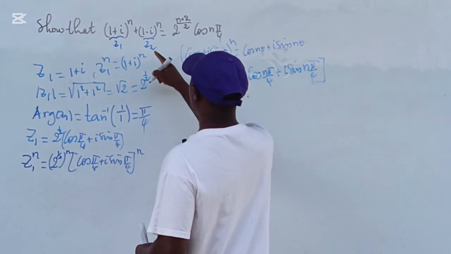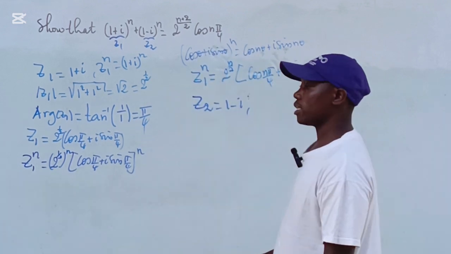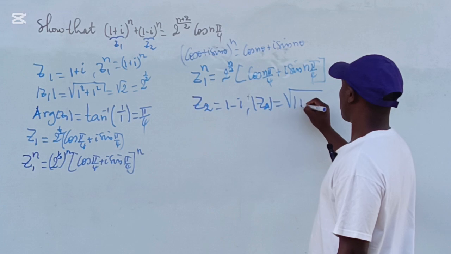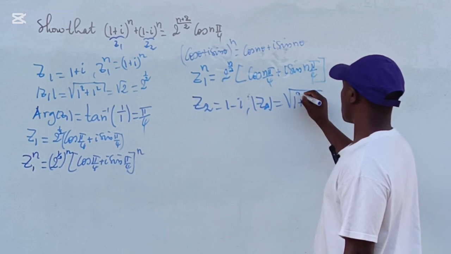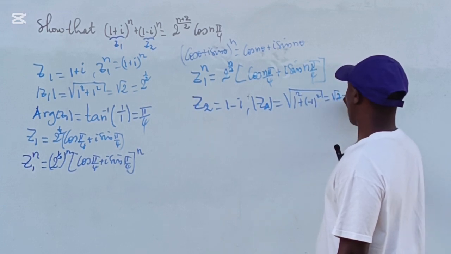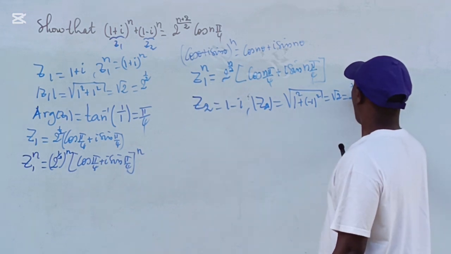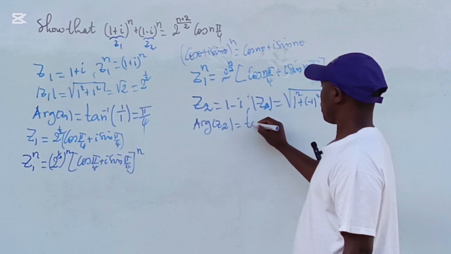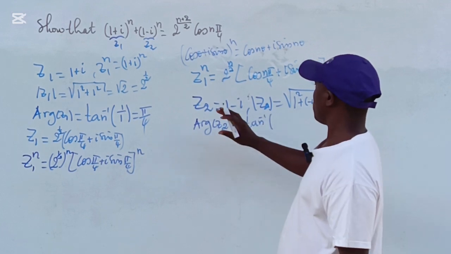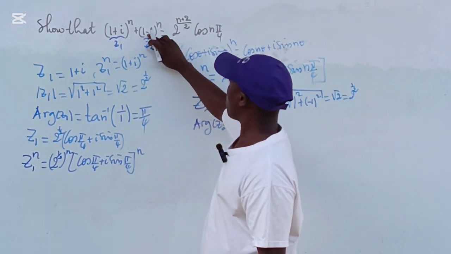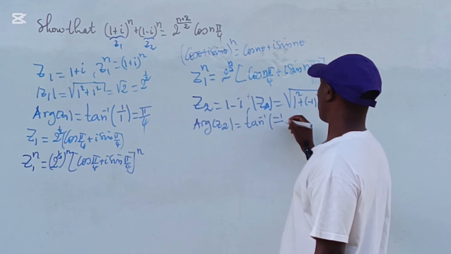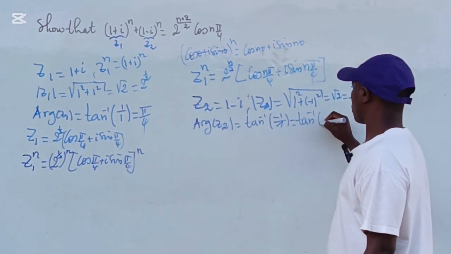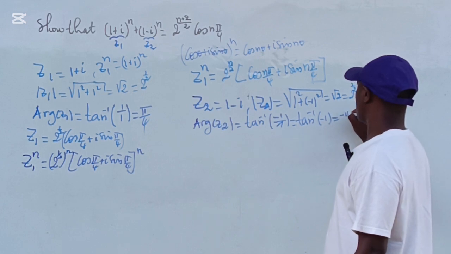We assume z2 to be 1 minus i. Doing the same, the modulus of z2 is the square root of 1 squared plus (minus 1) squared. This is the square root of 2, and it's the same as 2 power 1/2. Okay, the argument of z2 is the inverse tangent of the coefficient, which is minus 1 over 1. The inverse tangent of minus 1 is minus pi over 4.